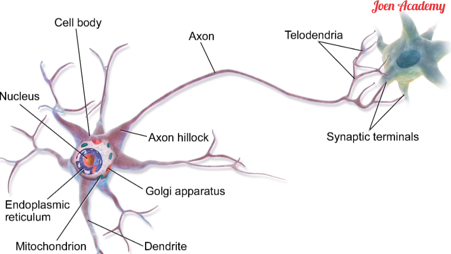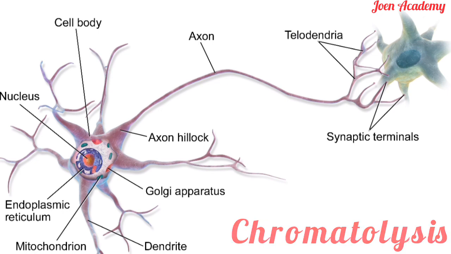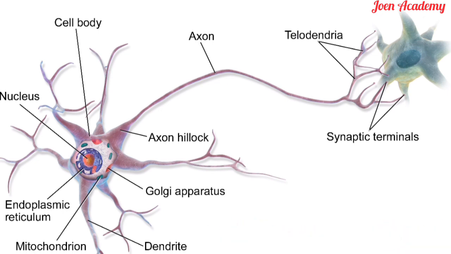The number of Nissl bodies seen in the neuron is dependent on the condition of the neuron. If the neuron is fatigued or injured, these Nissl bodies become fragmented and disappear by a process called chromatolysis. Whenever the neuron recovers from the fatigue state, the Nissl bodies reappear.